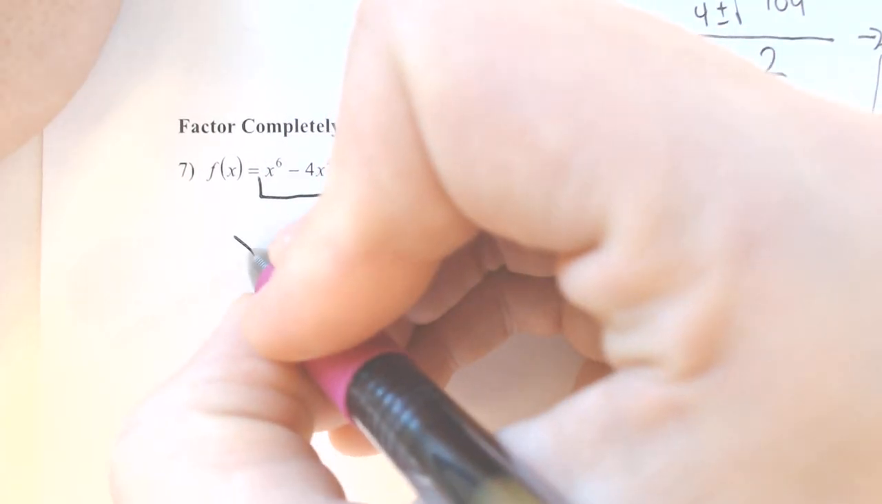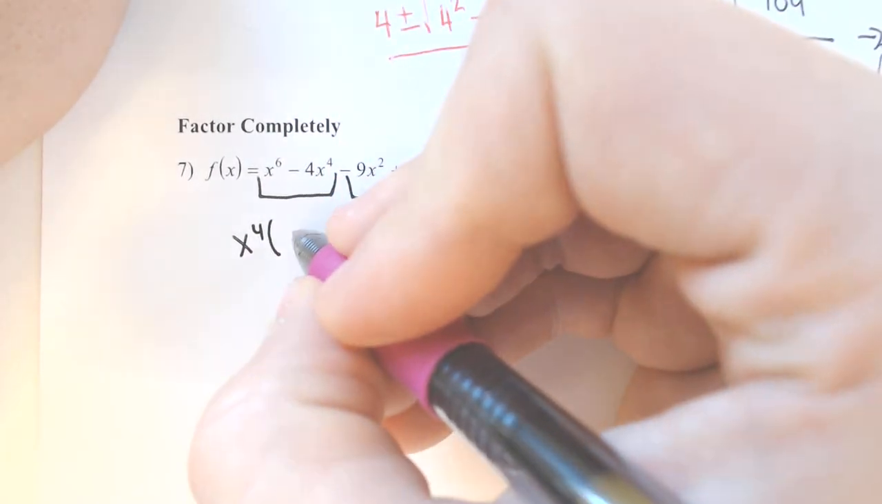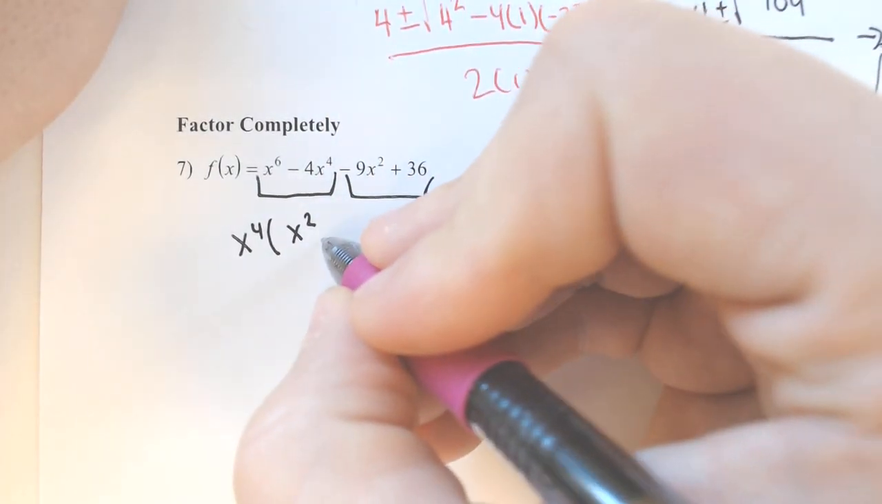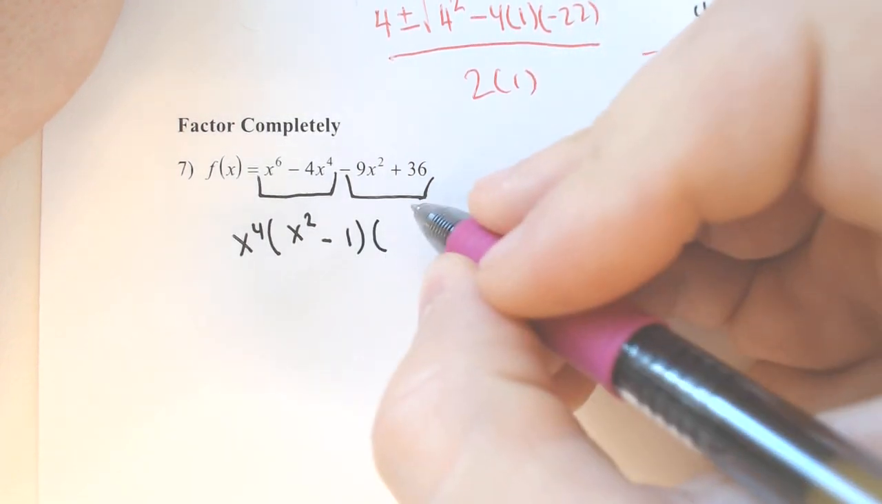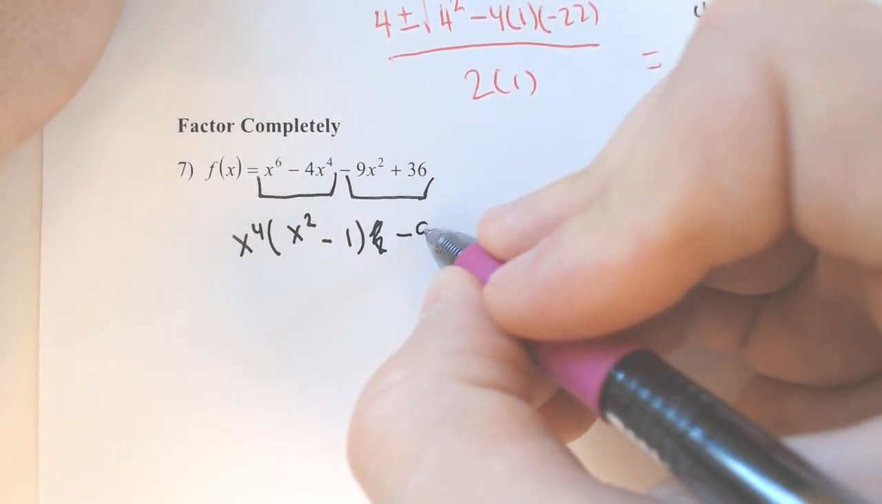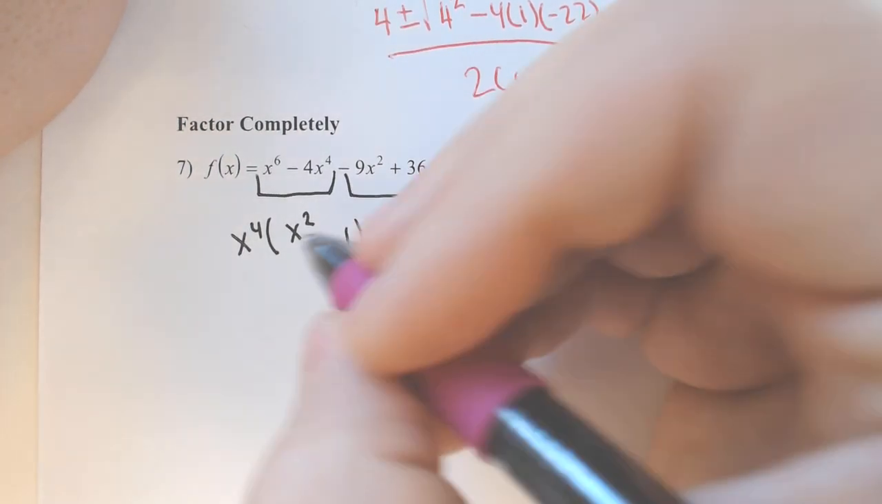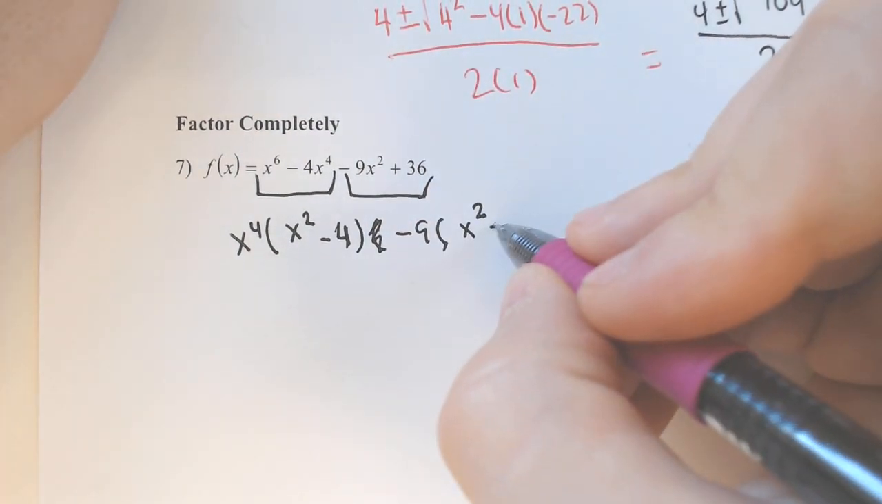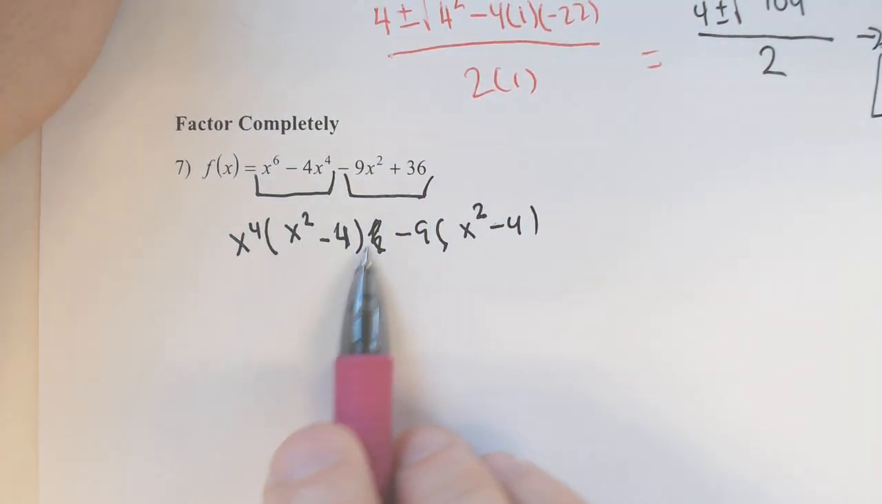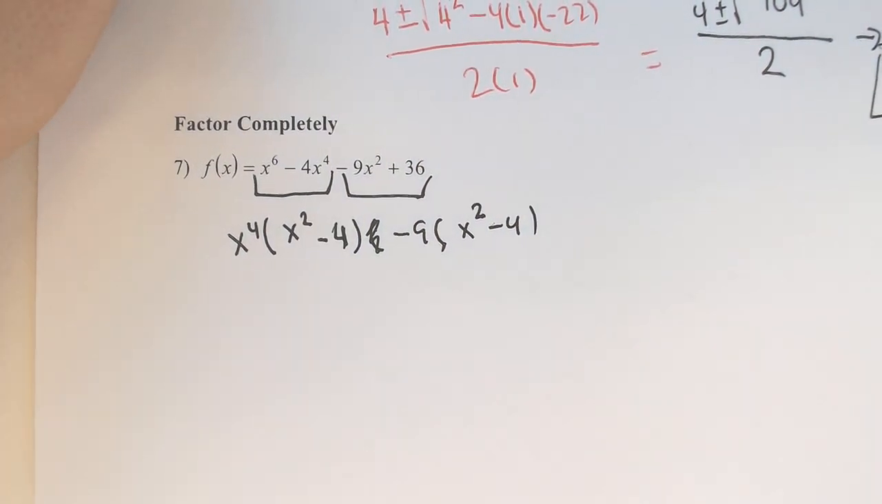So if we were to factor out an x to the 4th here, we would be left with x squared minus 1. And if we were to factor out a negative 9 here, I would be left with an x squared minus 4, and an x squared minus 4. Here I'd be left with x squared minus 4 as well. Apparently I'm getting tired.